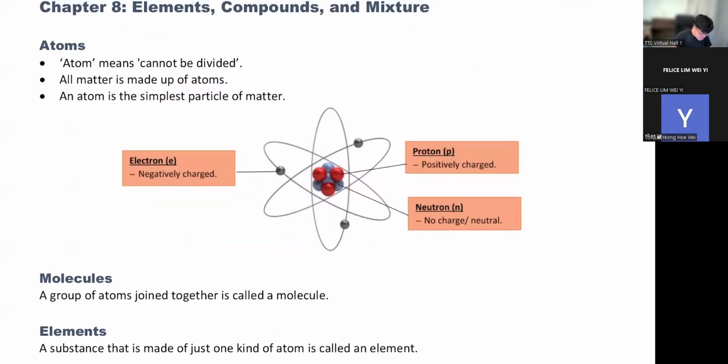So first of all, you have to understand what is atom. I'm sure all of you know this already. Next year, when you go to your Year 10 chemistry, you'll be reading this a lot. So what is atom? Atom is the simplest thing in the world, like Lego. When you take out your Lego and get the smallest piece, you cannot break it any further because it is the smallest in the world. So atom means they cannot be divided. Everything is made of atom. Atom is the simplest particle of matter.